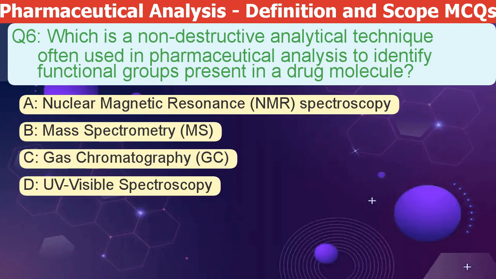Which is a non-destructive analytical technique often used in pharmaceutical analysis to identify functional groups present in a drug molecule? A. Nuclear magnetic resonance, NMR, spectroscopy. B. Mass spectrometry, MS. C. Gas chromatography, GC. D. UV-visible spectroscopy.